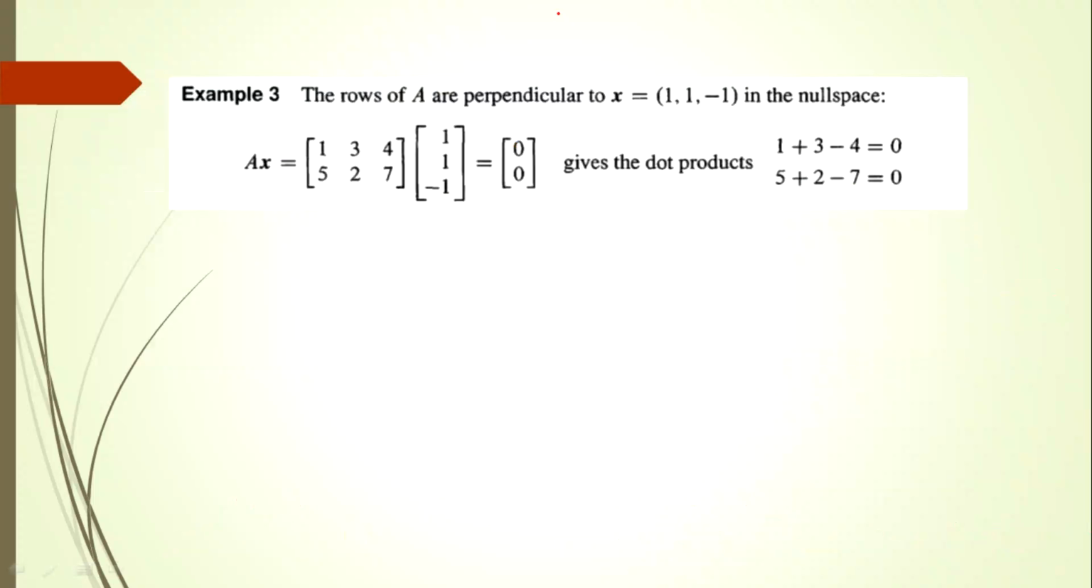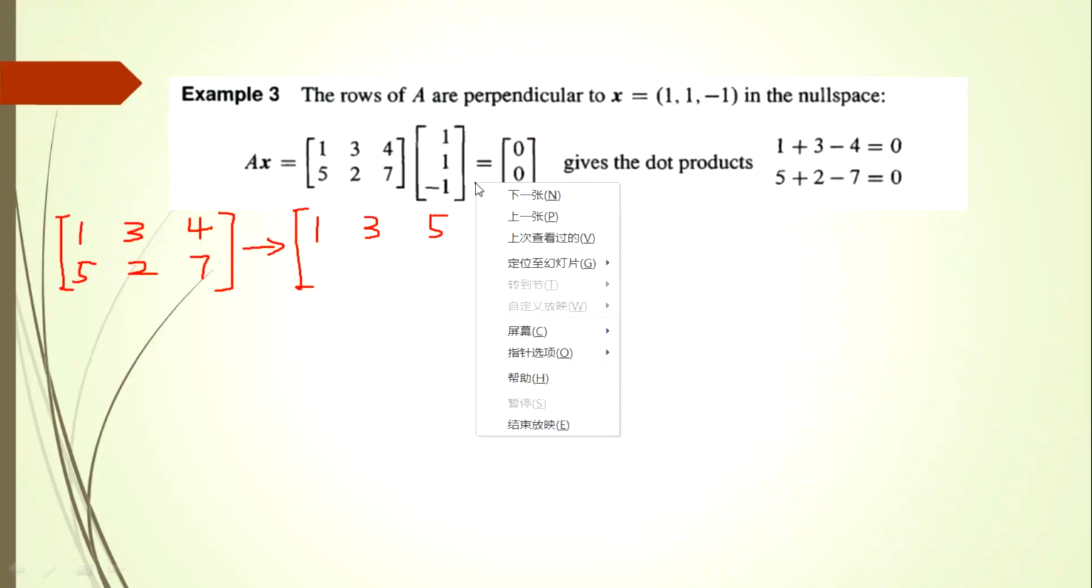Now let's check example 3, trying to understand that the null space is perpendicular to the row space. Let's check the rows: 1, 3, 4, 5, 2, 7. Let's find the rank of this matrix by trying to get the RRE form. First row is the pivot row. So that will be row 2 minus 5 times row 1.